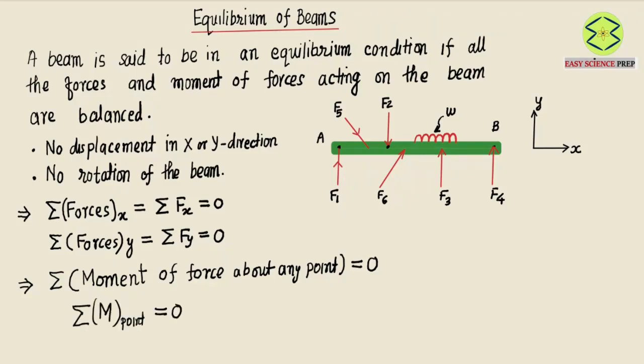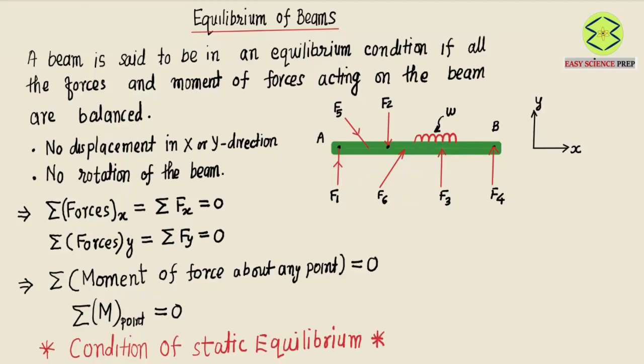So friends, this is the condition of equilibrium of a beam. It is also known as the condition of static equilibrium. Static equilibrium means we are talking about a body at rest. Sometimes a body is moving with constant speed, which is called dynamic equilibrium, but that is not what we are going to discuss here. We are only confined to the condition of static equilibrium. So the equilibrium of beams means all the forces and the moments acting on the beams are in a balanced condition.